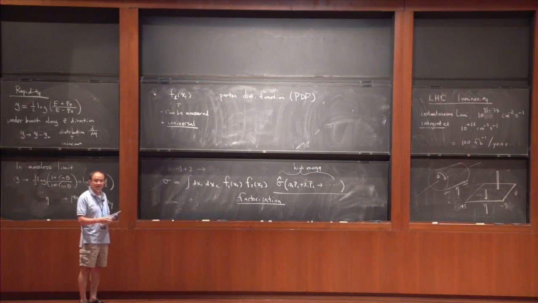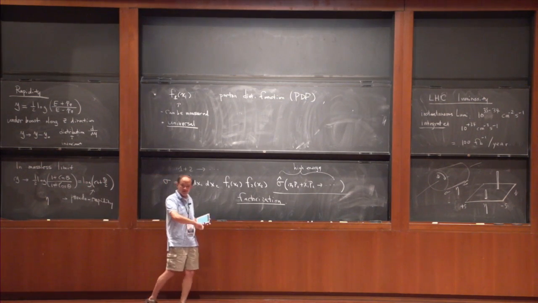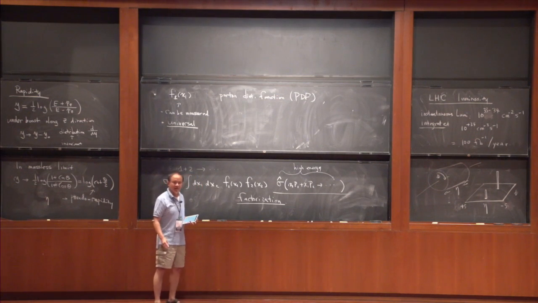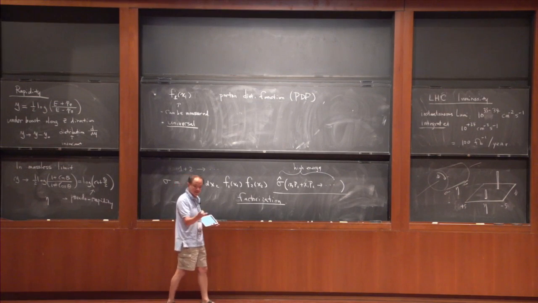Is it worth saying that there are corrections you'd expect in order power of Lambda QCD divided by the hard scale? Yes, I think I said that. There is a power expansion of Lambda QCD over the shortest scale. Right, yes.